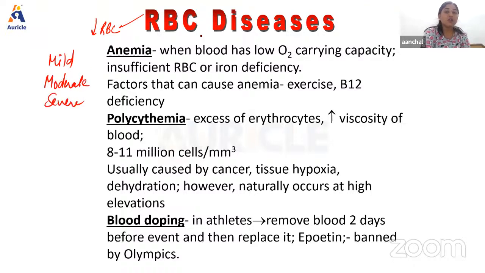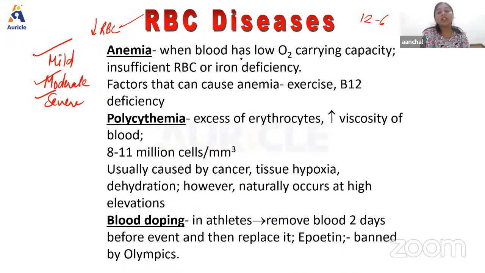As we know, the normal level of hemoglobin is between 12 to 16. Whenever the level falls below 12 and above 8, that condition is mild anemia. Whenever the level of hemoglobin falls below 8 but above 5, that is moderate anemia. And whenever the hemoglobin level goes below 5, that is severe anemia, in which transfusion of blood will be needed for the patient.